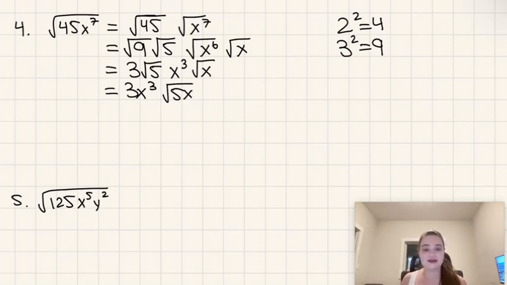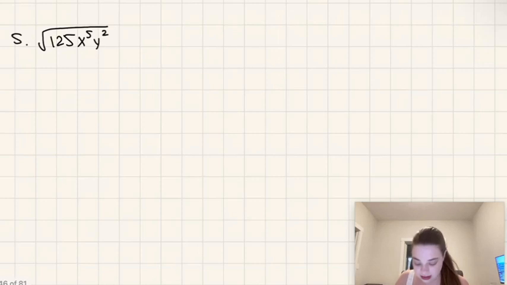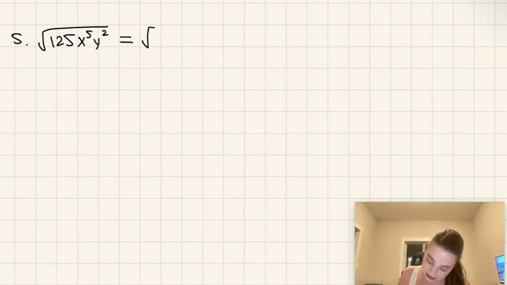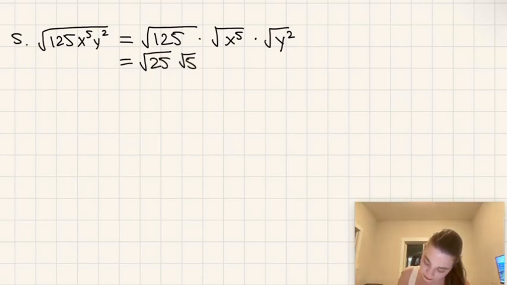Okay, and now let's do one last one. Here we have the square root of 125 times x to the power 5 times y squared. So first things first, I'm going to rewrite this as the square root of 125 times the square root of x to the power 5 times the square root of y squared. So does 125 have any factors that are perfect squares? Well, yes, right? 25 times 5 is 125, and 25 is a perfect square. So we can rewrite this as root 25 times root 5.